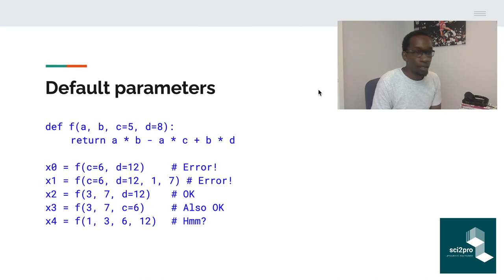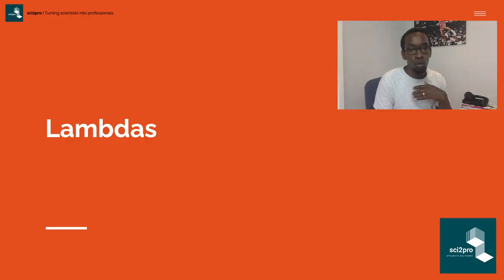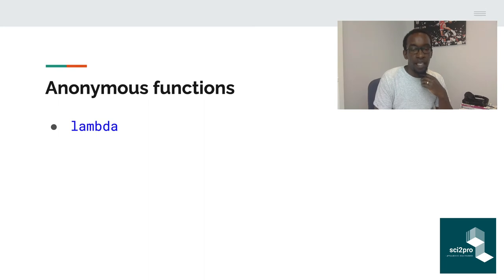Okay. So now we've covered the structure of a function, global and local namespace, the global keyword, positional parameters, default parameters, naming, and the correct way to make function calls. So now we are going to switch to lambdas. Now lambdas are different things. Lambdas are functions, but they're called anonymous functions. And they're defined using the keyword lambda.